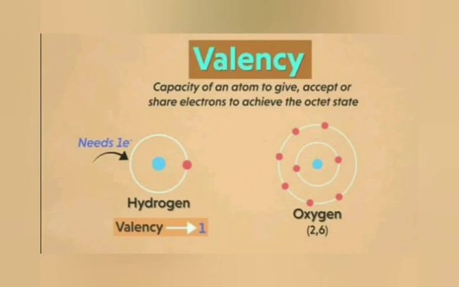On the left hand side, you see the first atom is hydrogen. It has only 1 electron. It needs 1 electron for its duplet to be completed, and its valency is 1. Similarly, oxygen has 6 electrons in the outermost orbit. So oxygen requires 2 electrons to complete its octet, so its valency is 2. Similarly, other elements also have different valencies for completing their octet and to achieve their stability.